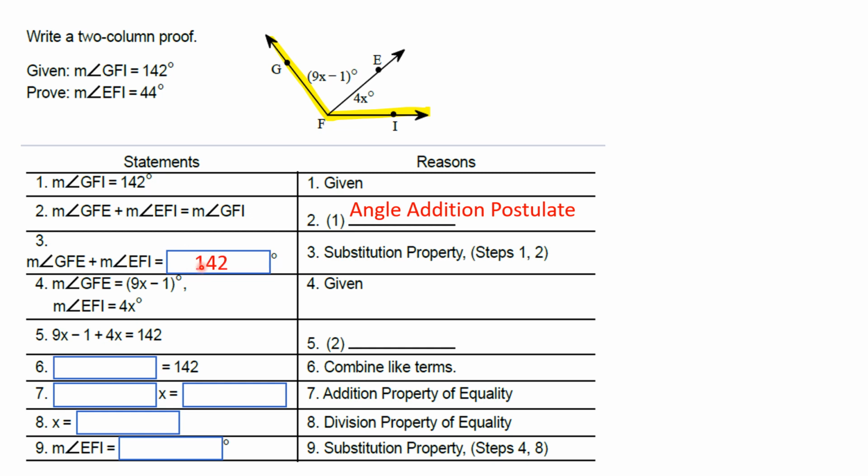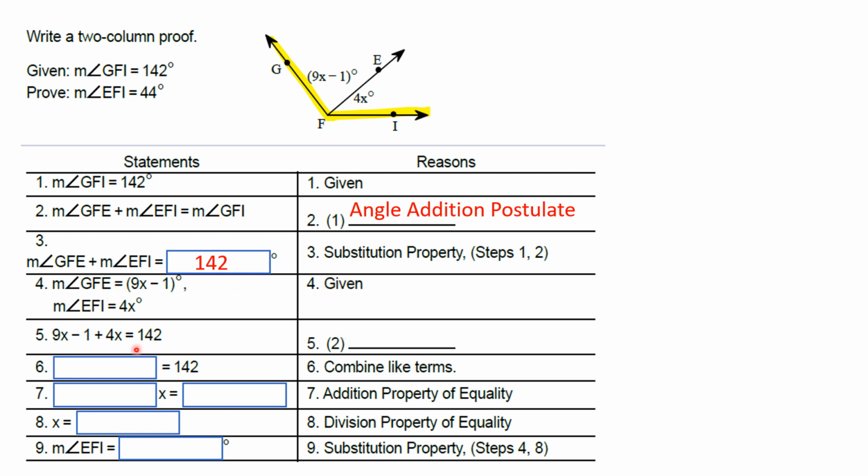All right. Now the next line is completely filled in for you. It says the measure of angle GFE is 9x minus 1. That's given to you in the diagram. And then the measure of angle EFI is 4x. That's also given to you in the diagram. All right, so all that information was given.